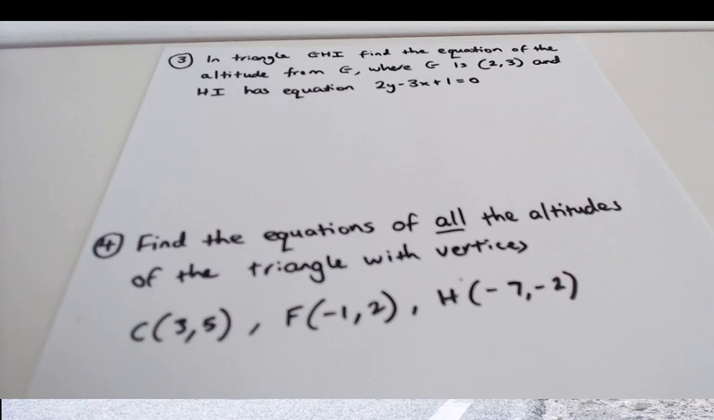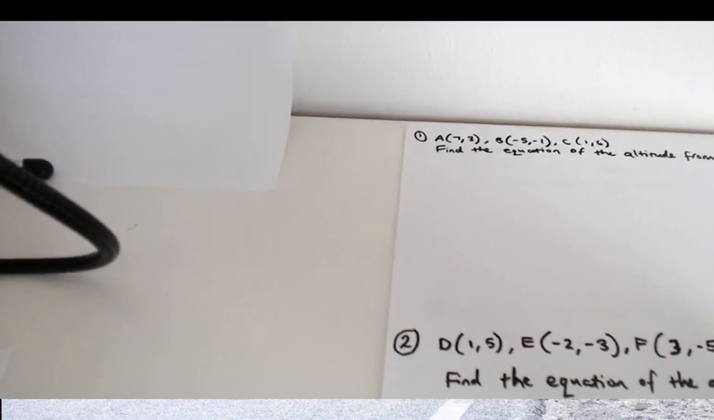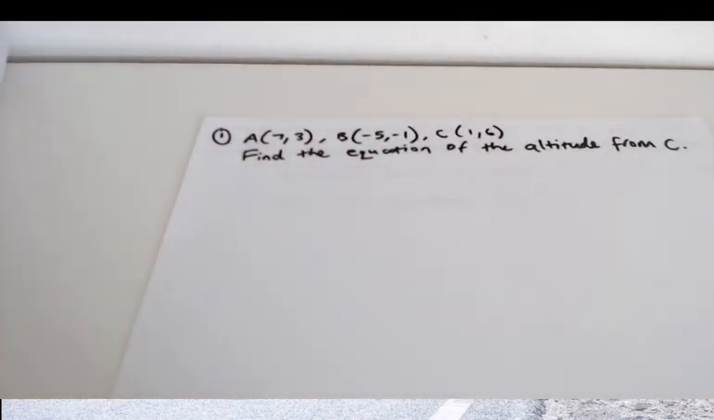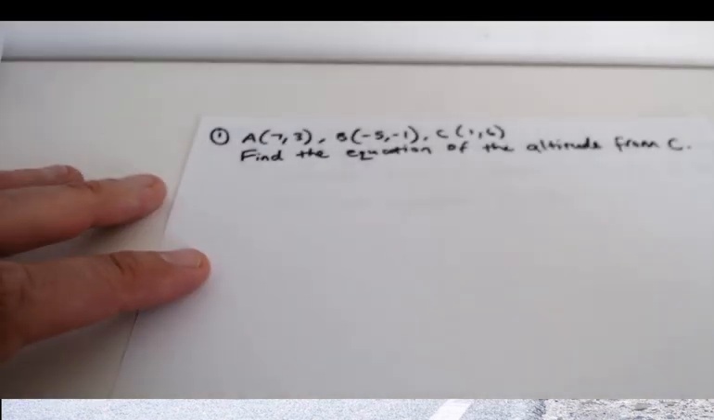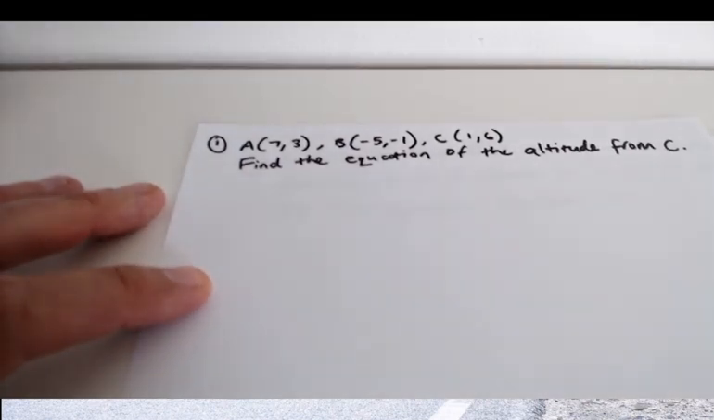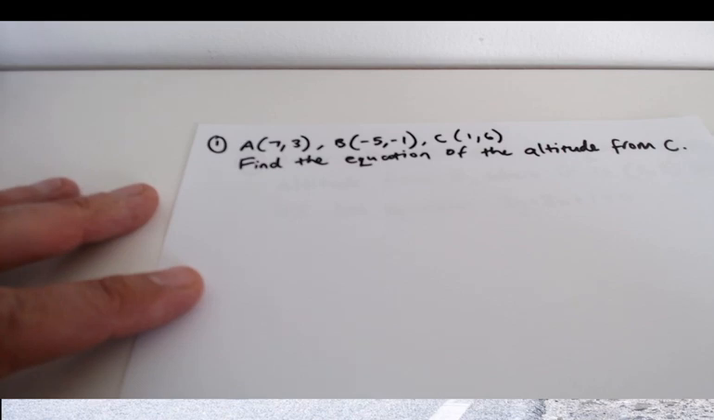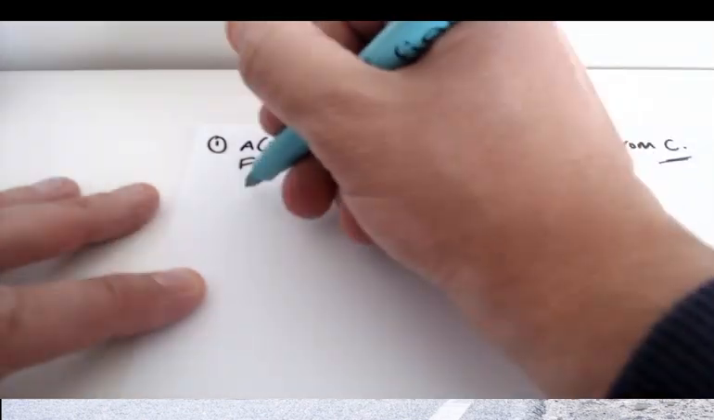Right, hit pause, do your work. Okay. So, each time we're doing the same thing. We want the gradient of the opposite side. We want a perpendicular gradient. We'll use the point that's been given to us, C in this example, and then we've got our equation. So, gradient.